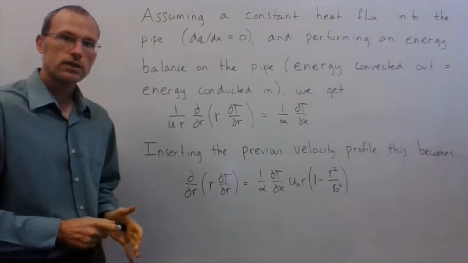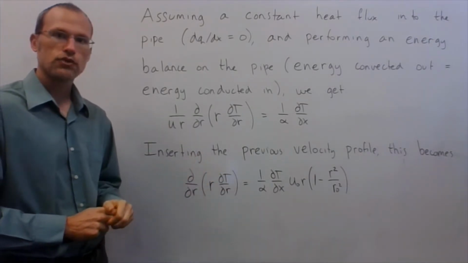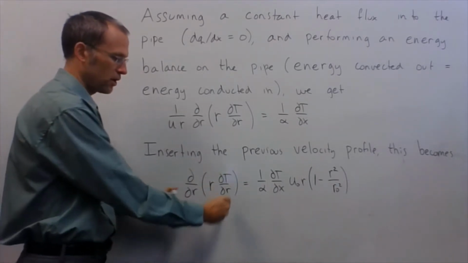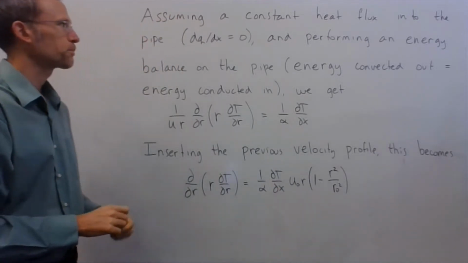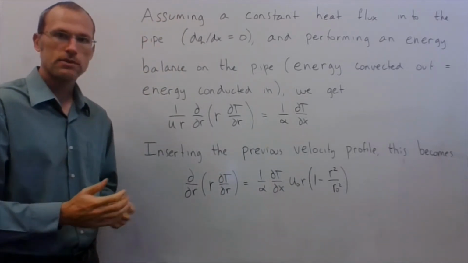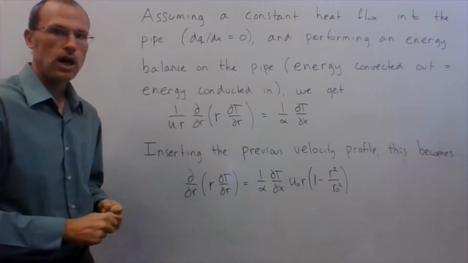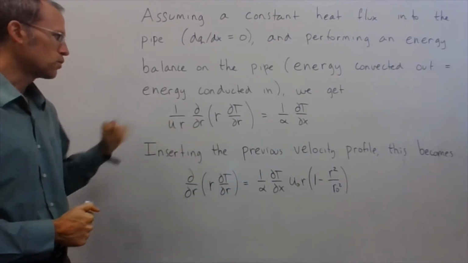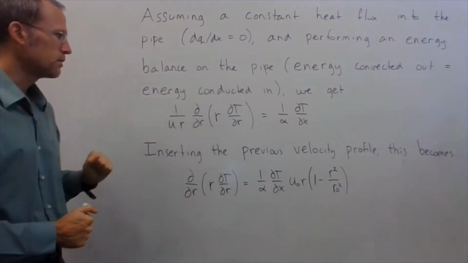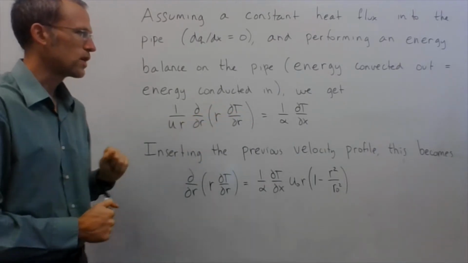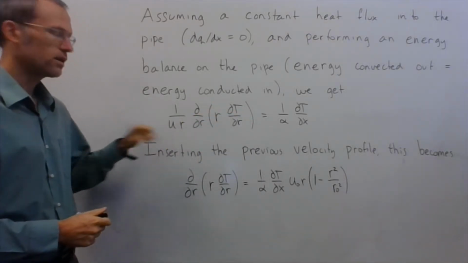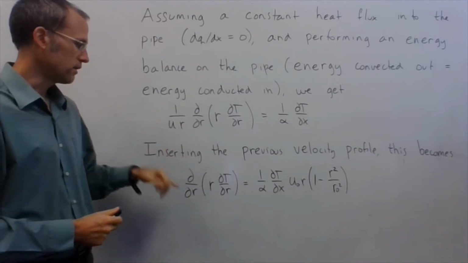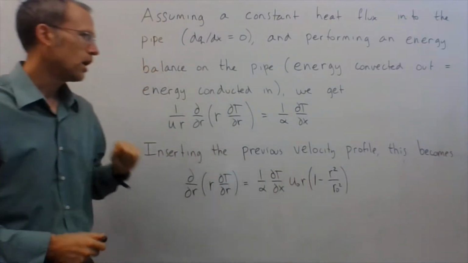So assume you have a constant heat flux, so that Q, the heat being transferred down my pipe, is constant, so it doesn't change down the pipe, so I have the same Q values everywhere down the pipe. Then I want to perform an energy balance on the pipe, so energy being convected away from the fluid is equal to the energy being conducted through the pipe wall. We get this equation, so 1 over velocity U times r, d/dr of r dT/dr is 1 over alpha dT/dx. And then using the velocity profile we had on the last page for U, stick that in down here, ends up over on that side.